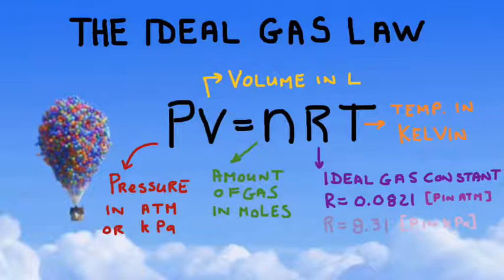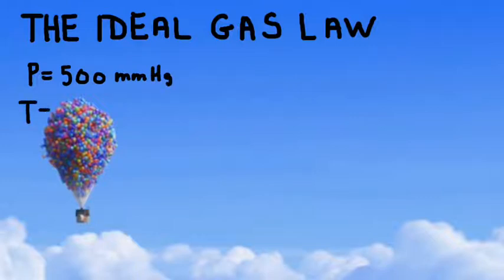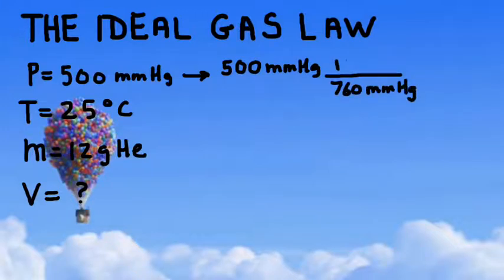All right, let's take a look at a sample problem using the ideal gas law. So let's suppose that we have some helium gas, and it's at a pressure of 500 millimeters of mercury. It's at a temperature of 25 degrees. We have 12 grams of the helium, and we're going to try to calculate the volume of that. Well, first of all, we have to convert our measurements to units that are appropriate for the equation. So we're going to convert millimeters of mercury to atmospheres, and we're going to convert the temperature to Kelvin.